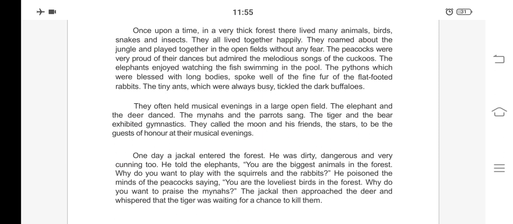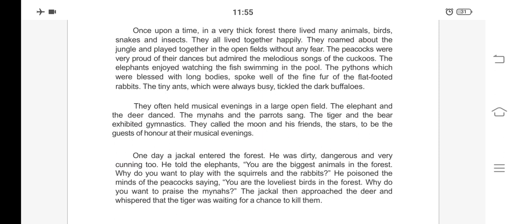So, in the forest, they used to have musical evenings in large open fields. In that, the elephant and the deer used to dance, whereas the mynas and the parrots used to sing, whereas the tiger and the bear exhibited gymnastics. Gymnastics means physical exercises that are done indoors, often using special equipment such as bars and ropes.